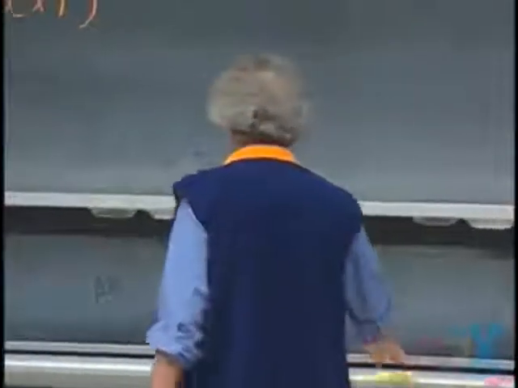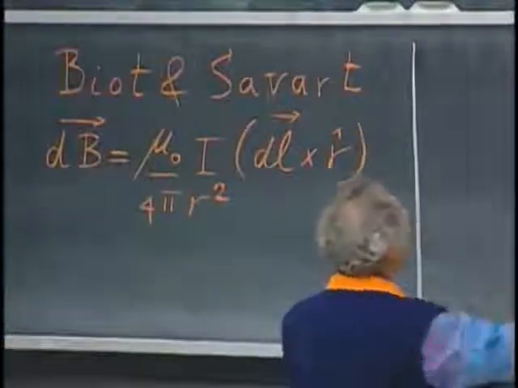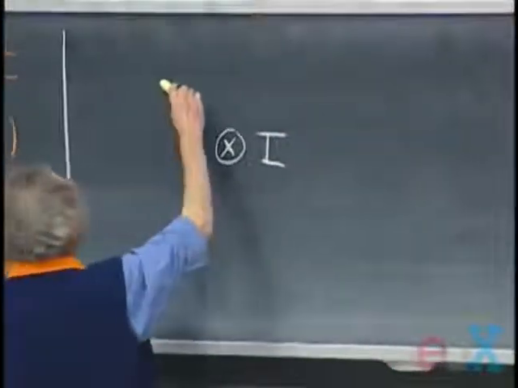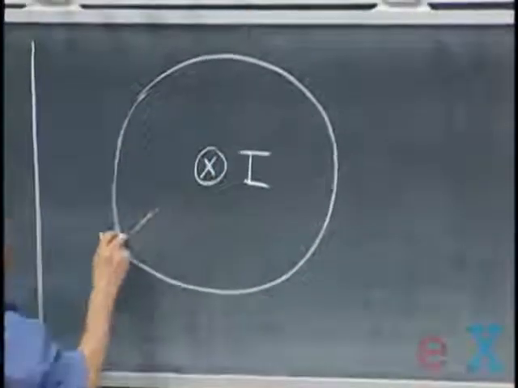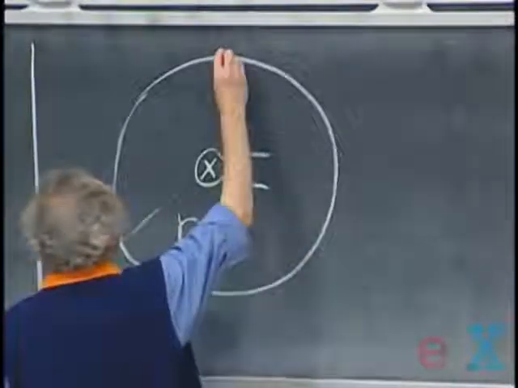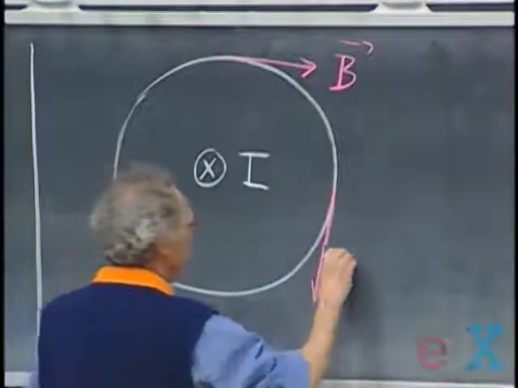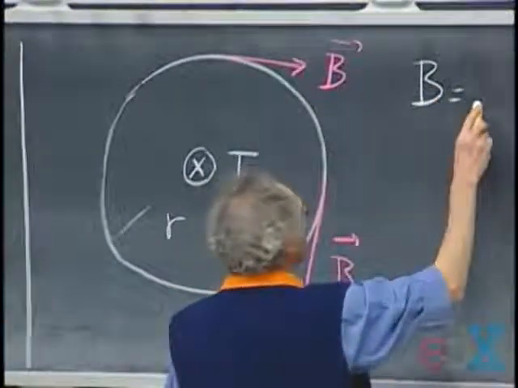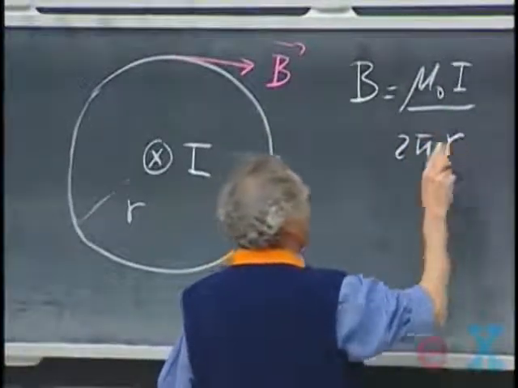We've seen last time, using Biot and Savart's formula, that if you have a current going straight into the blackboard, perpendicular to the blackboard, we get a magnetic field at a distance r, tangential to the circle, like so. The strength of that magnetic field equals mu 0 times I divided by 2 pi r.